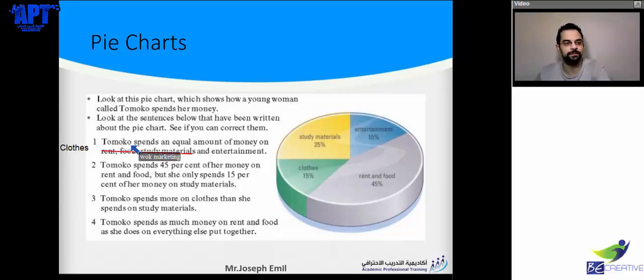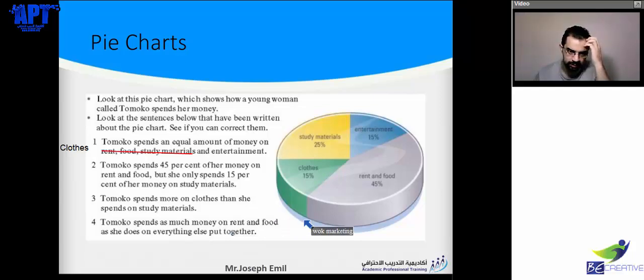Here we are. So this might be a good correction. Tomoko spends 45% of her money on rent and food, but she only spends 25% of her money on study materials. I think this is very clear. So rent and food 45%, but only 25% on study materials. Tomoko spends more on clothes than she spends on study materials. Clothes and study materials. So it's the other way around.